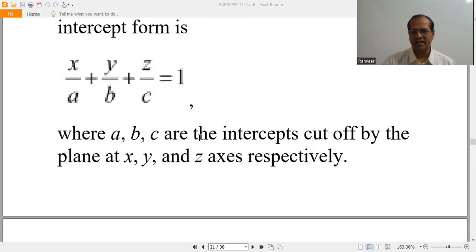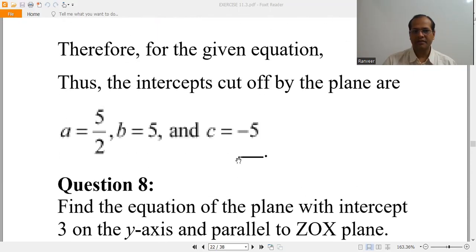Here a, b, c are the intercepts cut off by the plane on x, y, z. So for the intercepts cut off by the plane, the a value is 5 by 2, the b value is 5, and the c value is minus 5.